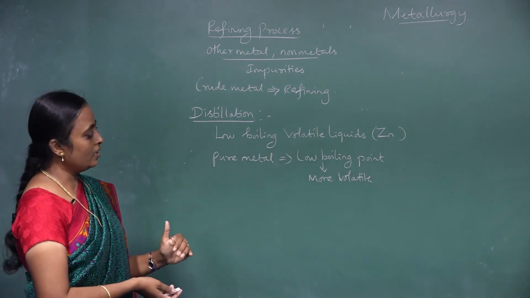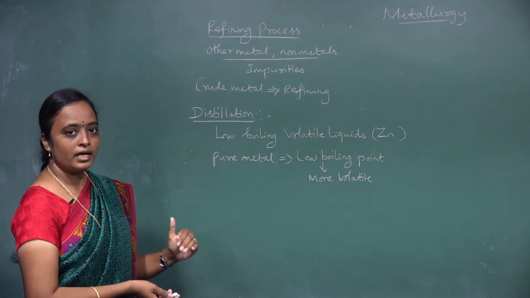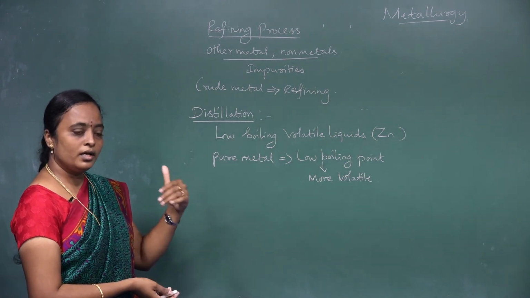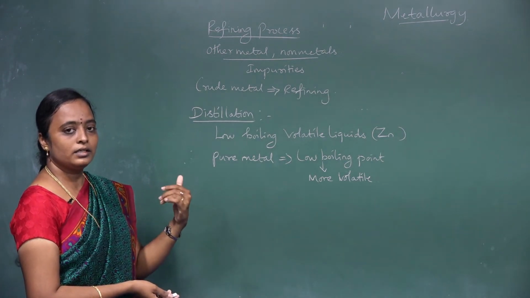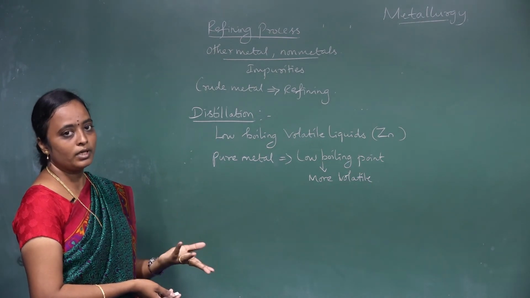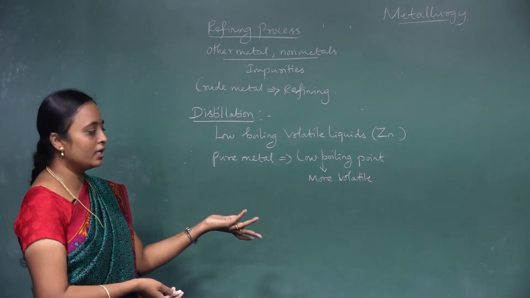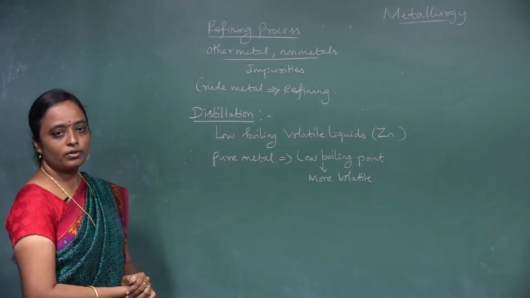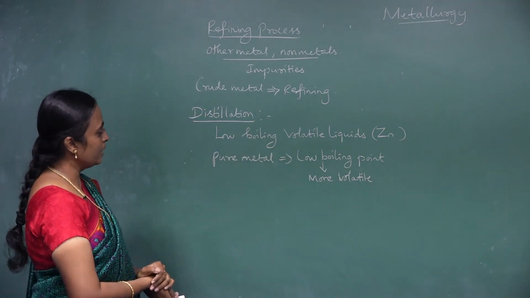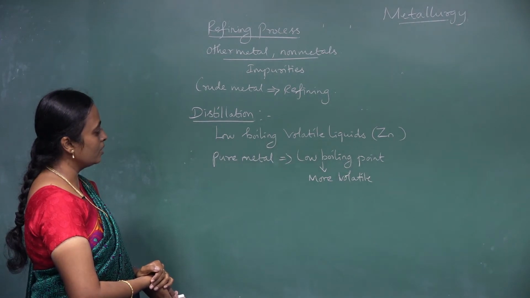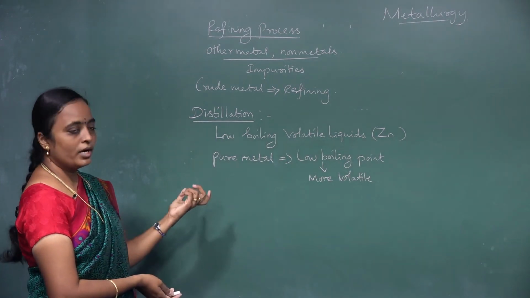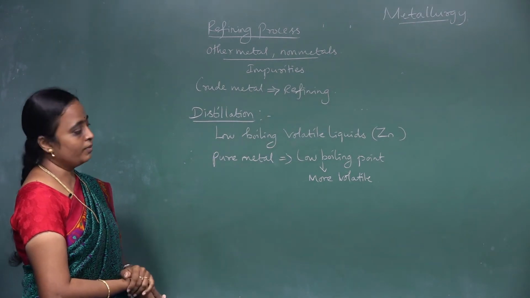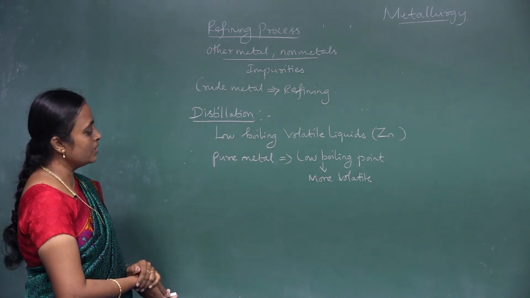In the same way, the impure mixture remains present in the container itself. If you go on increasing the temperature, providing more heat, that can also be converted into vapors. By using this method we can separate low boiling volatile liquid from the high boiling liquid. That process is called the distillation process.